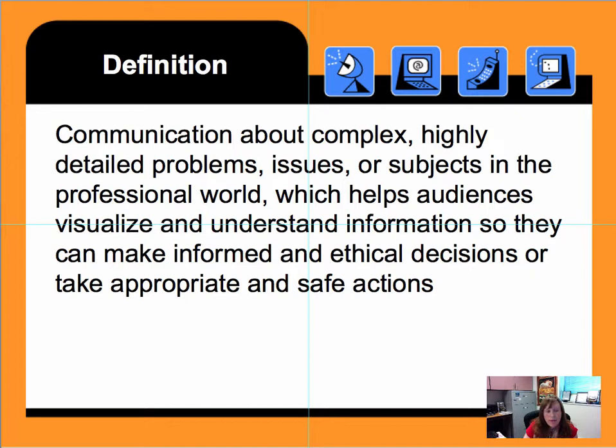Now, your textbook defines technical and professional communication in the workplace as communication about complex, highly detailed problems, issues, or subjects in the professional world, which helps audiences visualize and understand information so they can make informed and ethical decisions or take appropriate and safe actions.